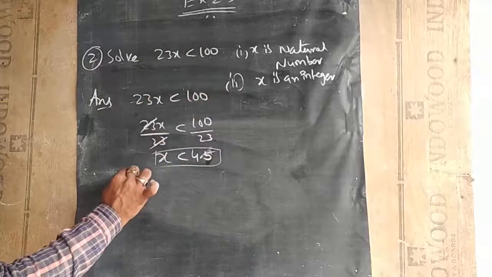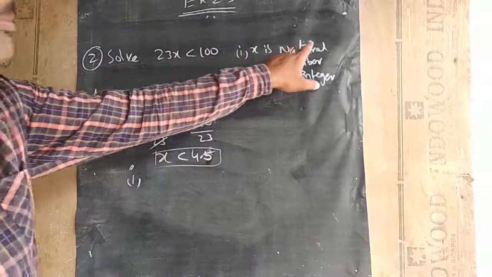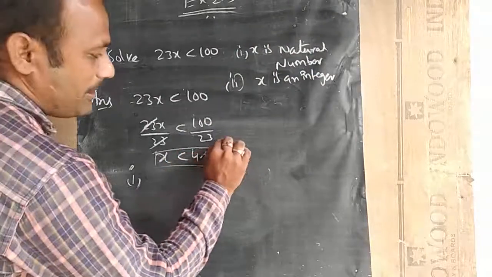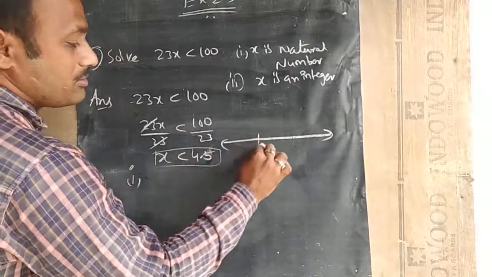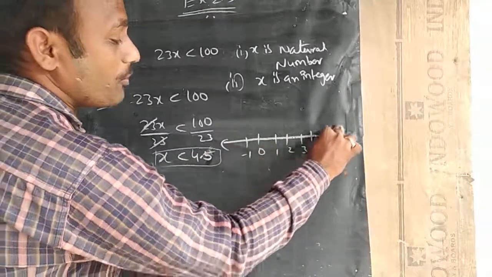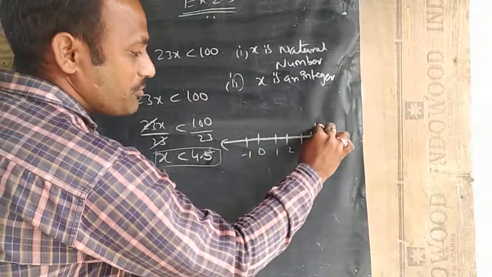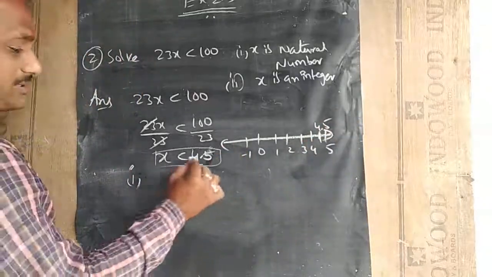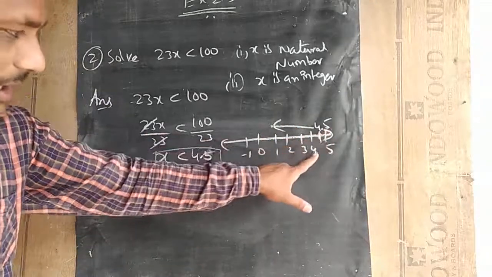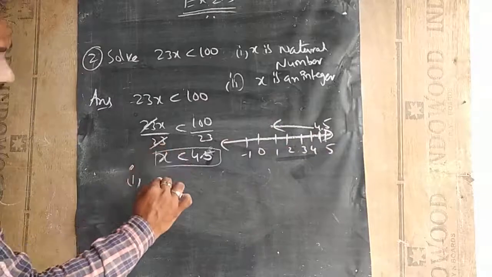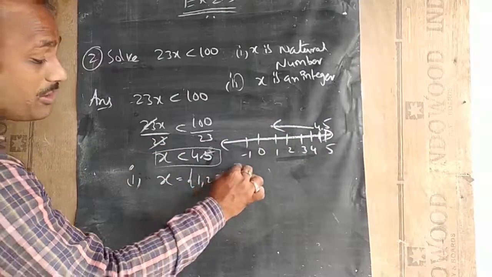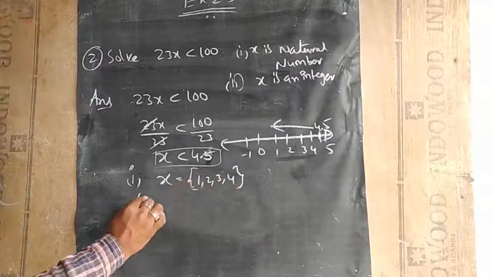So what is the first question here? What are the natural numbers? X should be a natural number. So less than 4.5. Let me write it on the number line. 0, this is negative number. 1, 2, 3, 4, 5. Between 4 and 5, here it is 4.5. Now, less than 4.5 means this arrow indicates. So from 4.5, what are the natural numbers we have? That we have to represent in the first answer. So x is having a set of numbers 1, 2, 3, 4.